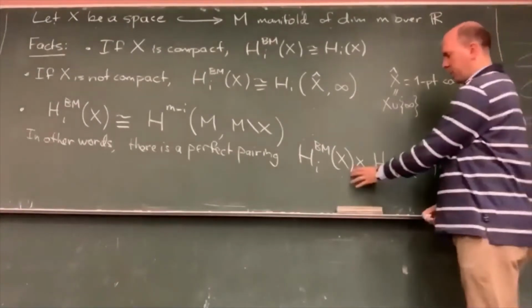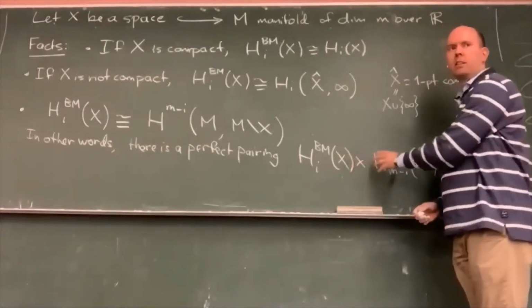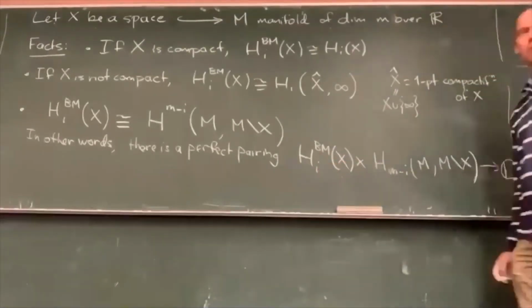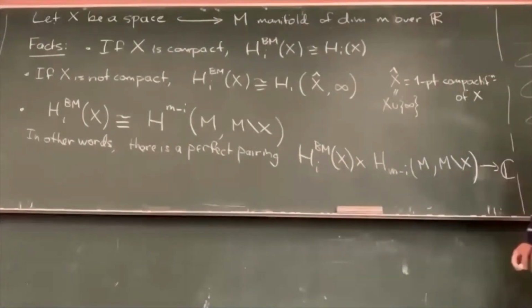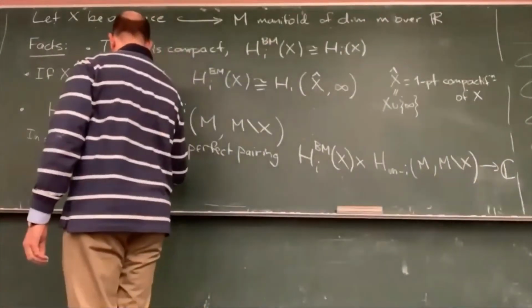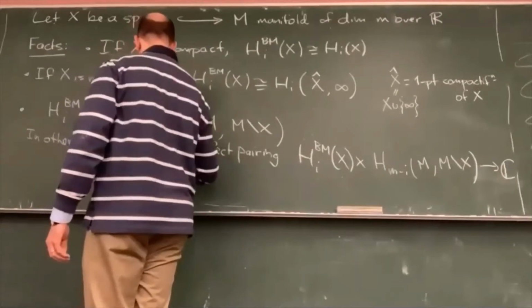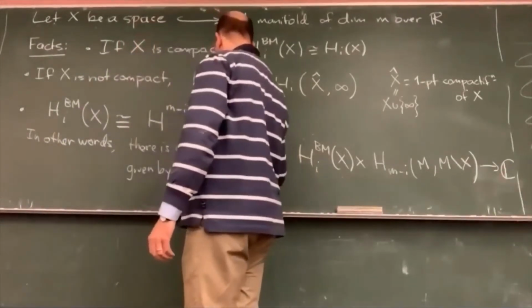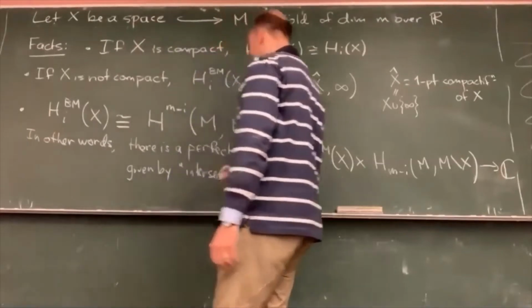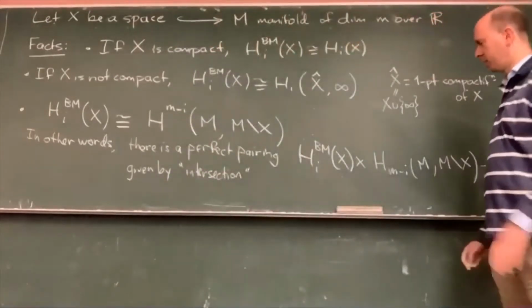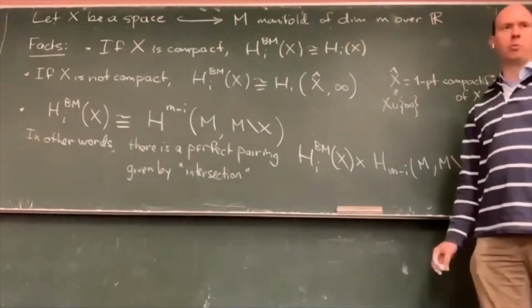So a pairing between these two vector spaces, which puts them in duality, so that the Borel-Moore homology is isomorphic to the dual of this relative homology. And it's just given by "intersection", so to speak. I put intersection in inverted commas because you have to interpret intersection in a suitably topological way.